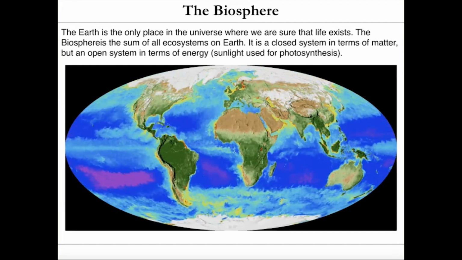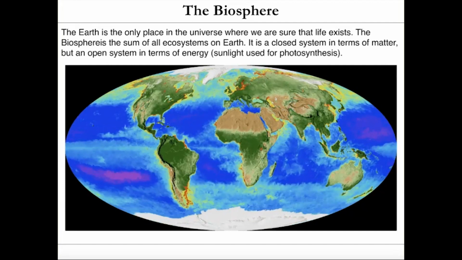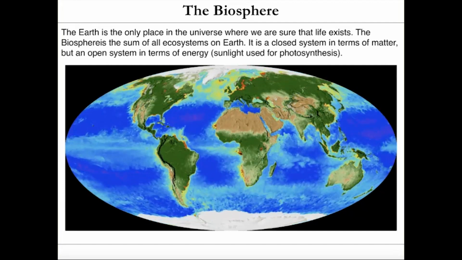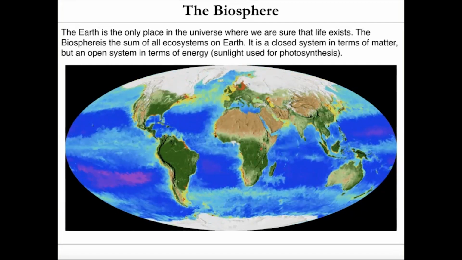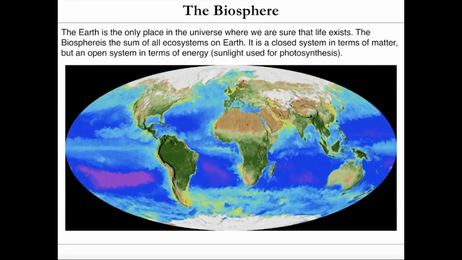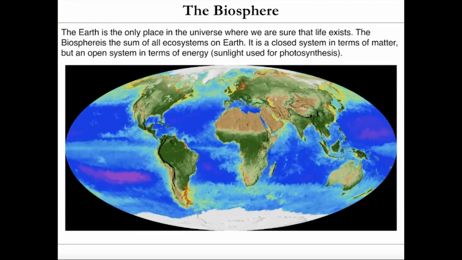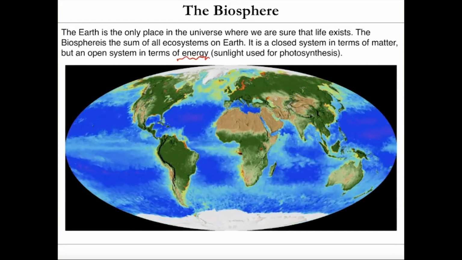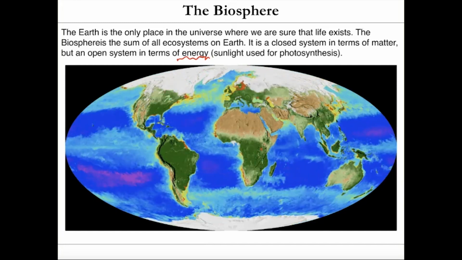So the biosphere is a closed system in terms of matter. With the exception of comets or meteors and stuff like that, hopefully not comets, but meteorites. It's a closed system, so there's not really any matter coming in or out of Earth. So life is a self-sustaining system. However, it is an open system in terms of energy. So the biosphere requires sunlight, which is used for photosynthesis, and that forms the basis of all life.